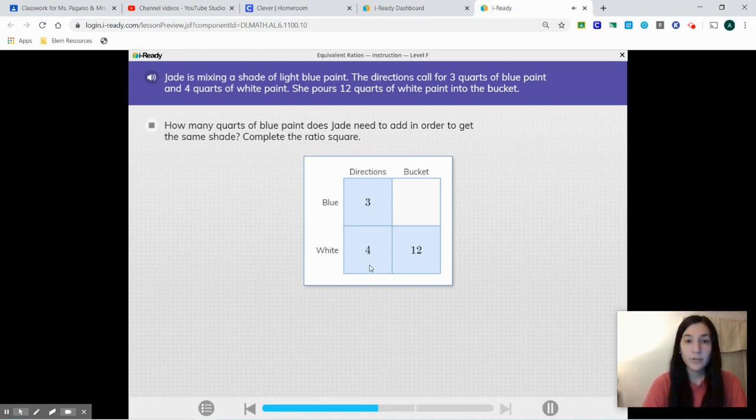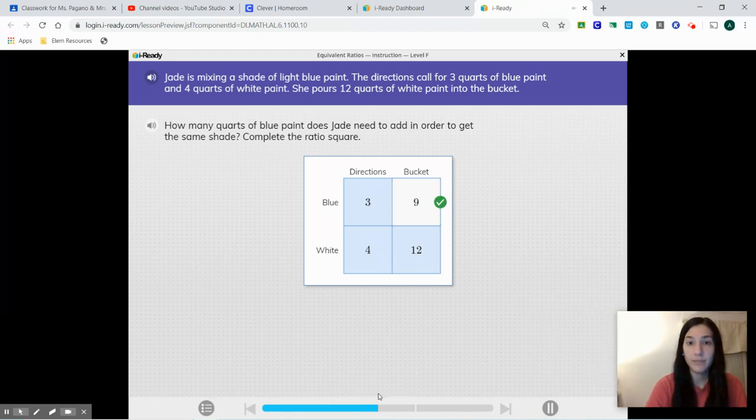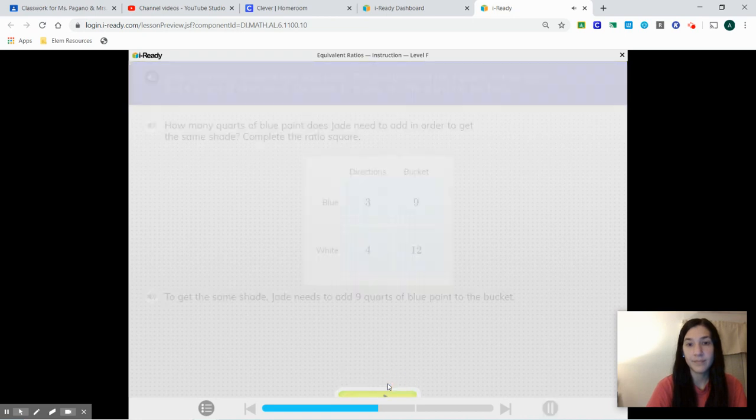Complete the ratio square. So we're going from 4 over to 12. We know that 4 times 3 gives us 12. So she tripled her directions. So we need to do 3 times 3, which will give us 9. Good! To get the same shade, Jade needs to add 9 quarts of blue paint to the bucket.